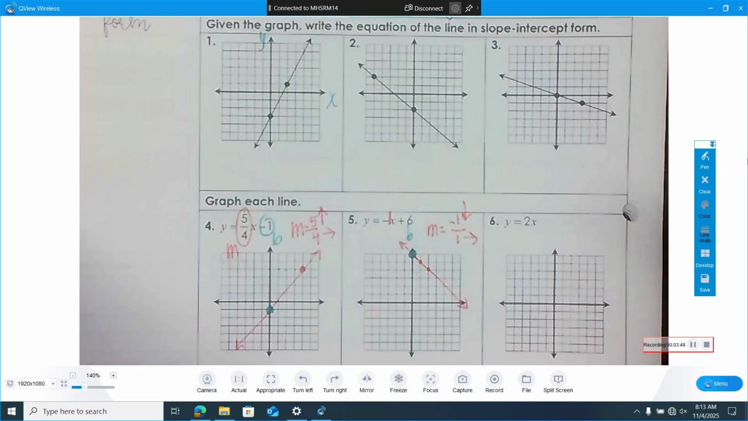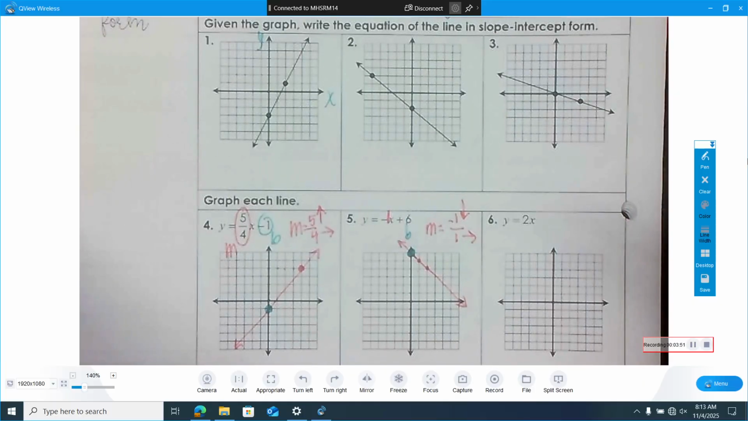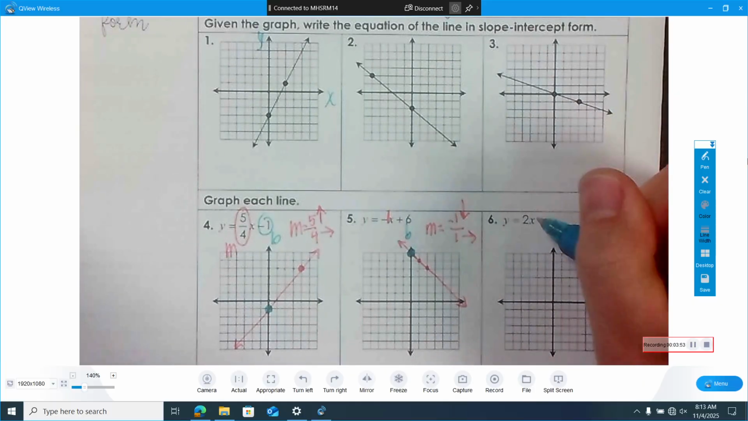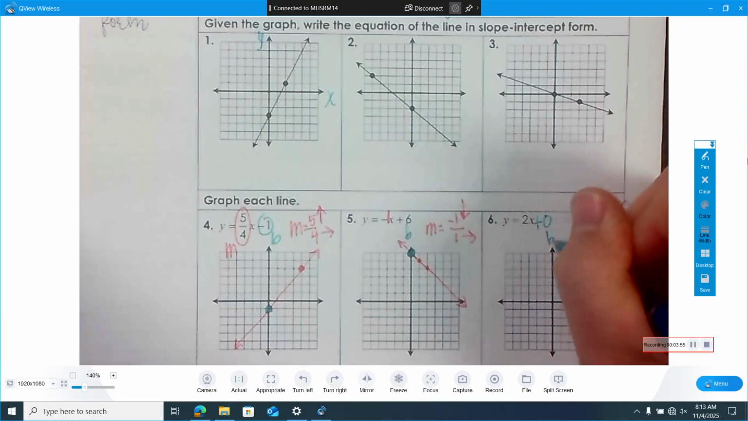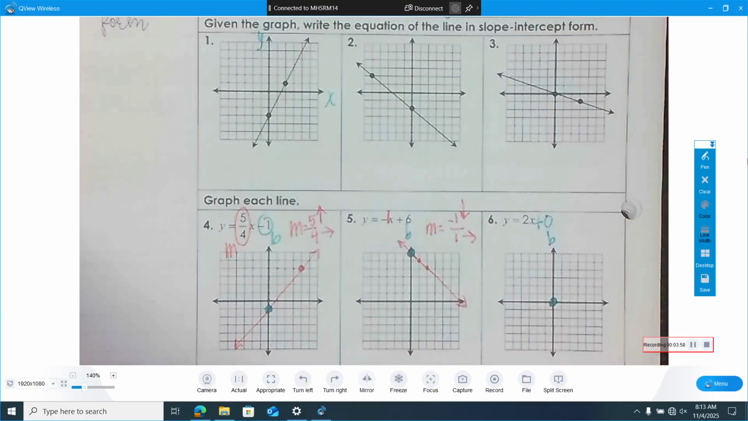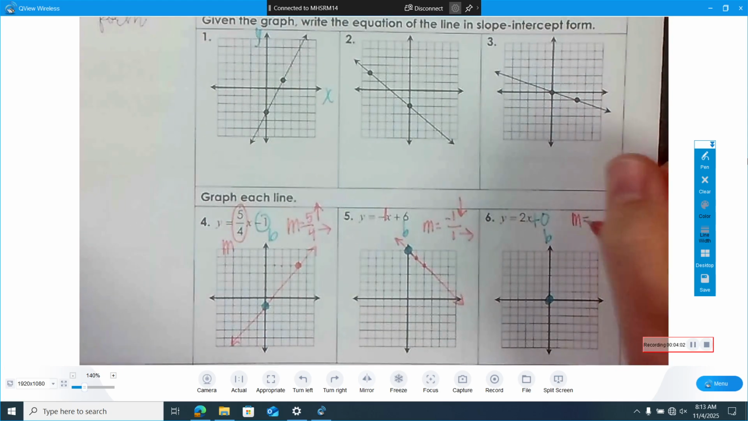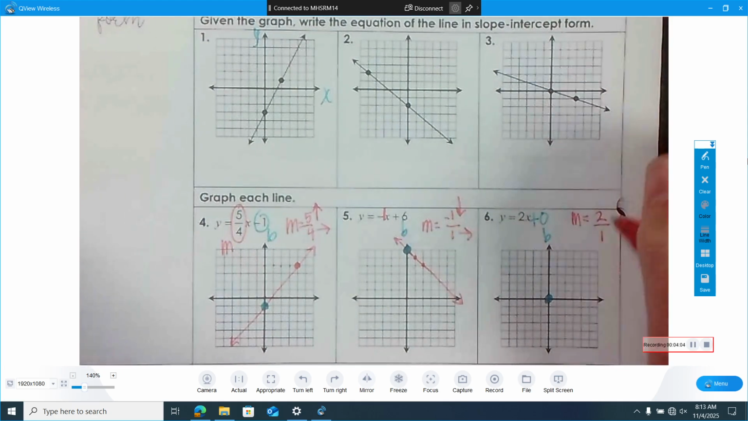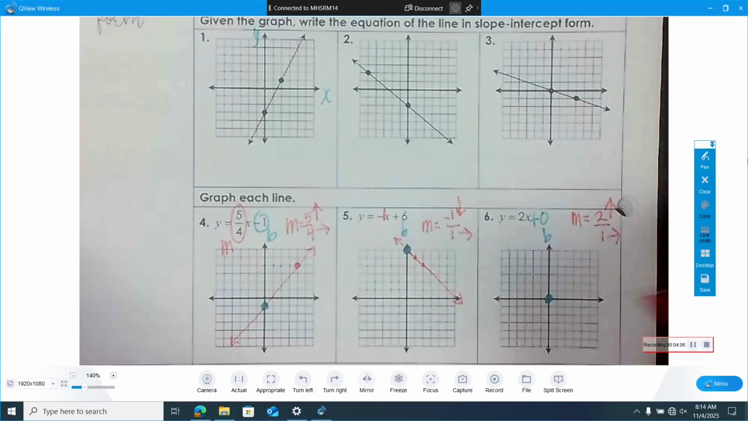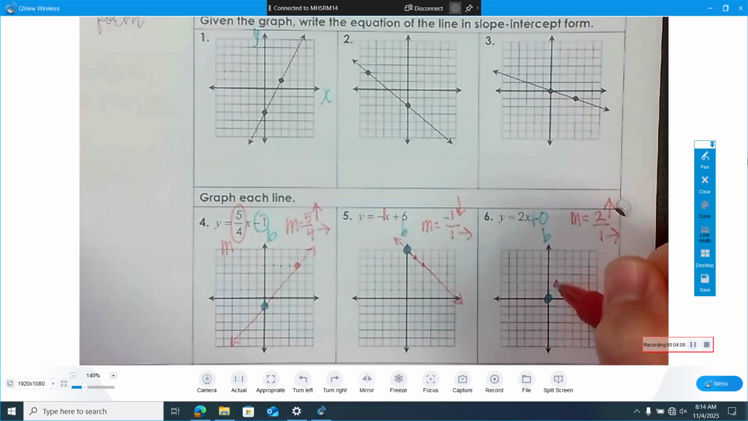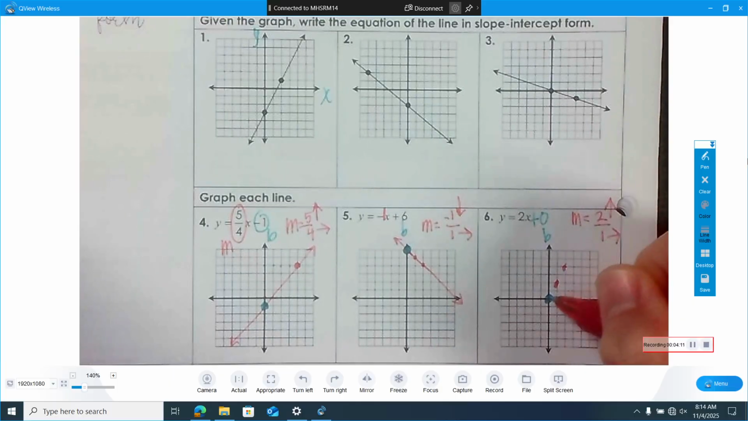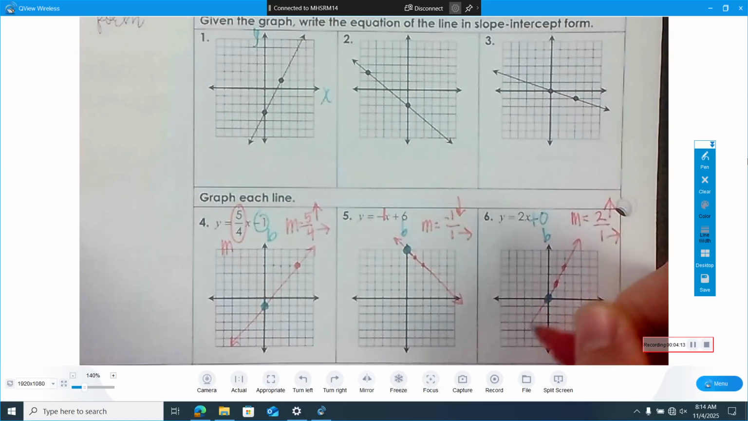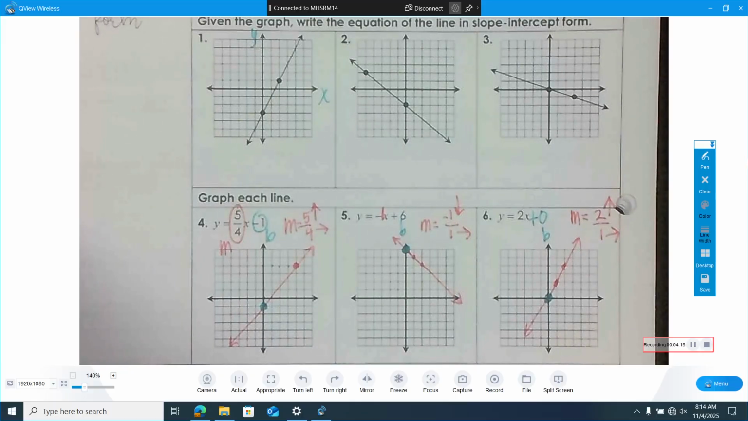Number 6, is it in slope-intercept form? Yes, it is. What's the B? 0. Yeah, the B is 0. And so we start at 0, the origin. And what is the slope? 2 over 1, up 2, right 1. So we're going to count up 2, right 1, up 2, right 1. Got a beautiful slope of 2 line. Okay, I remember that. You remember that now?